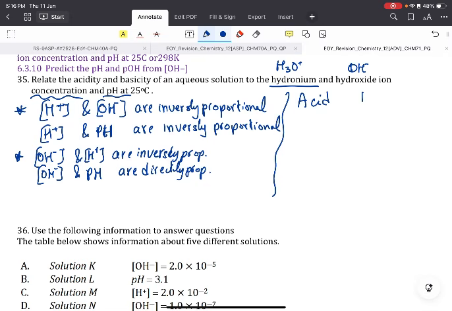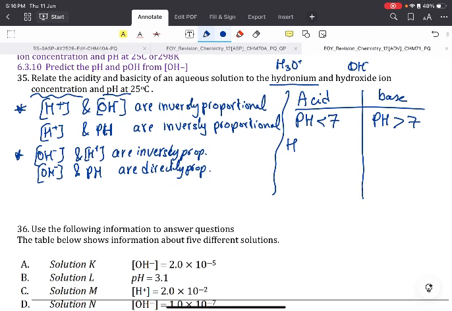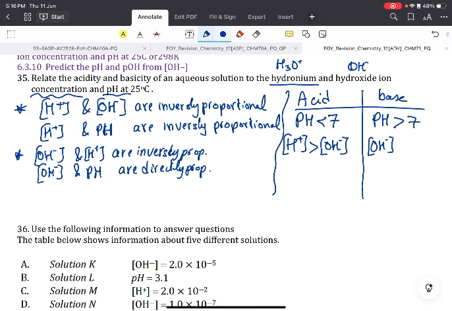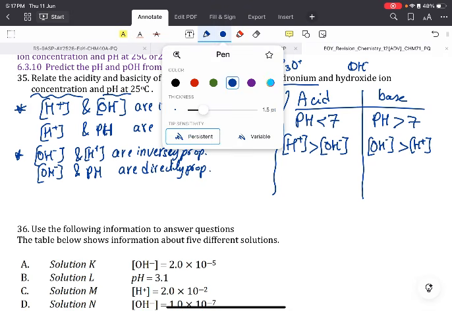If I have an acid, I'm gonna make a table, and if I have a base. If I have an acid, the pH is gonna be less than 7. If I have a base, the pH is gonna be above 7. Now if I have an acid, I'll have H plus more than OH minus. If I have a base, I'll have OH minus more than H plus.